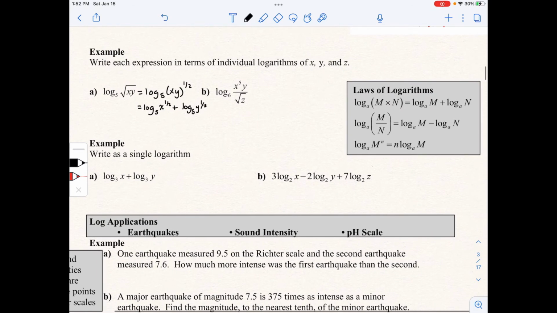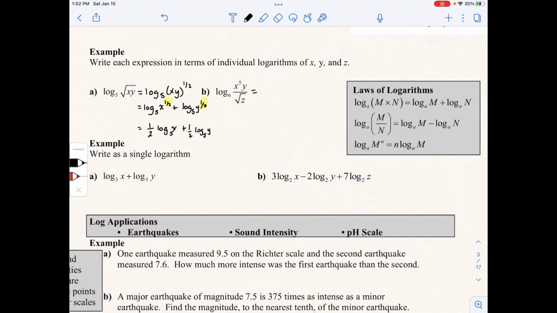which is totally fine and correct, but usually, remember, we're going to take this exponent and bring that down. So that would be 1/2 log of x to the base of 5 plus 1/2 log y to the base of 5. And question B.